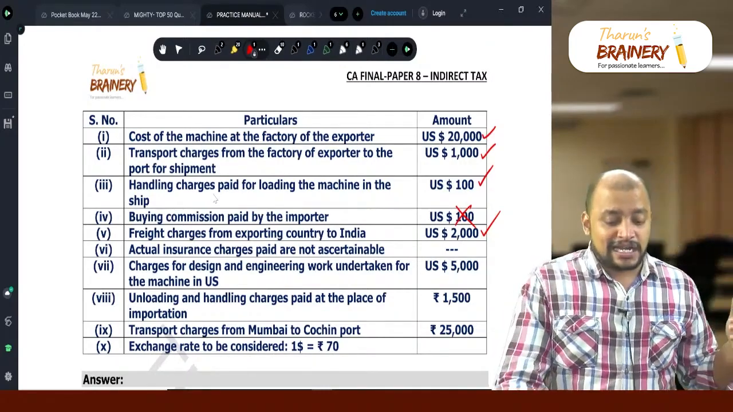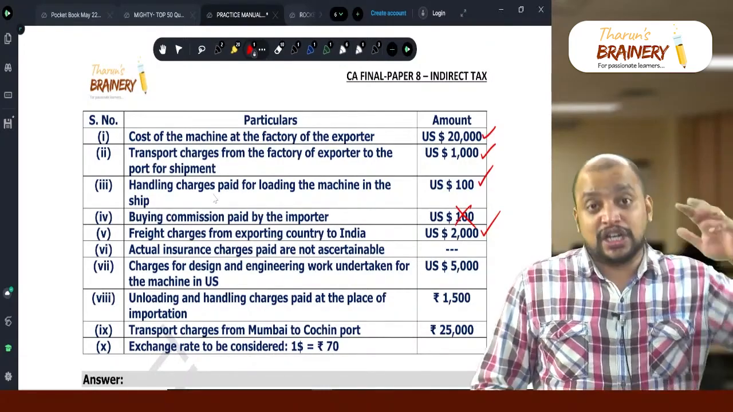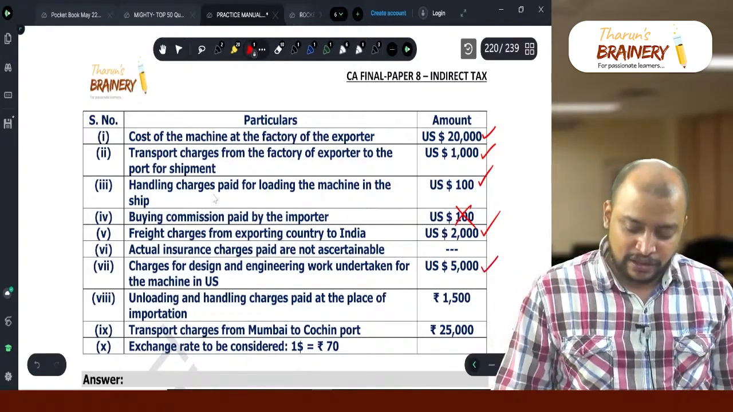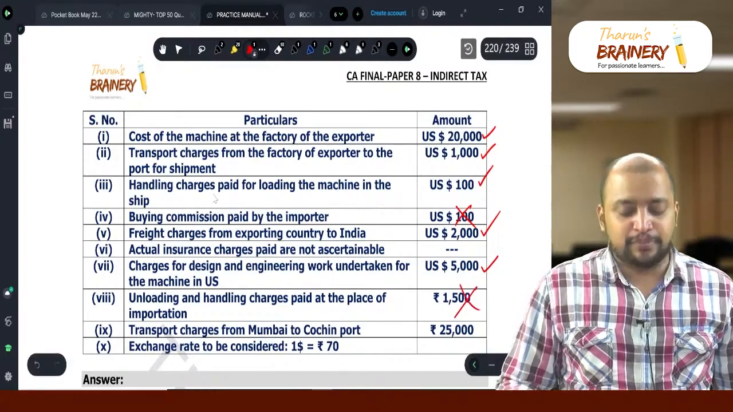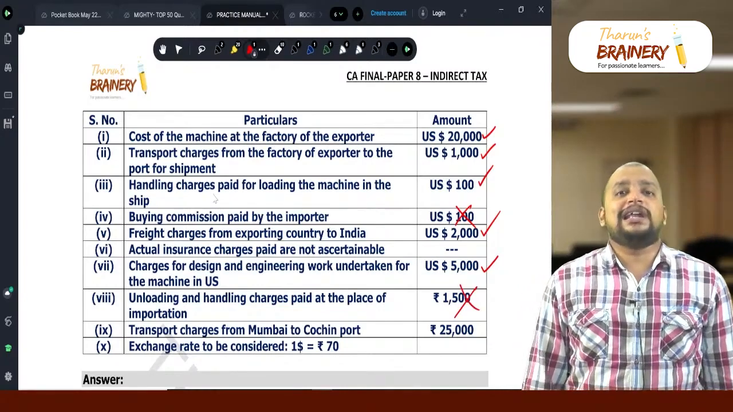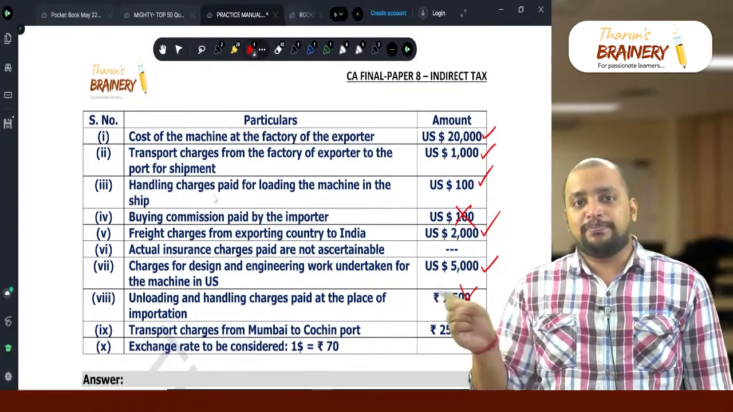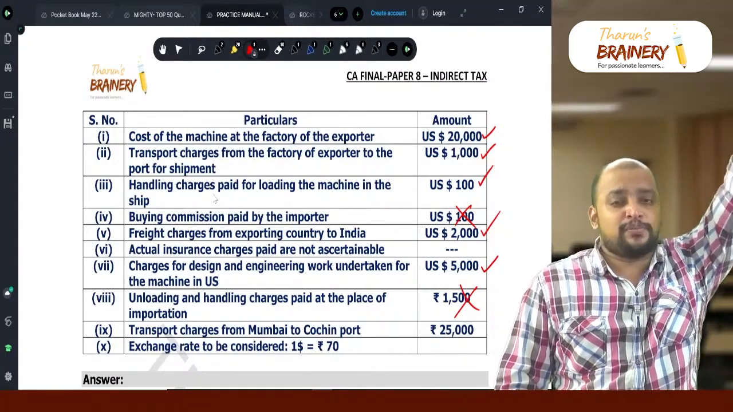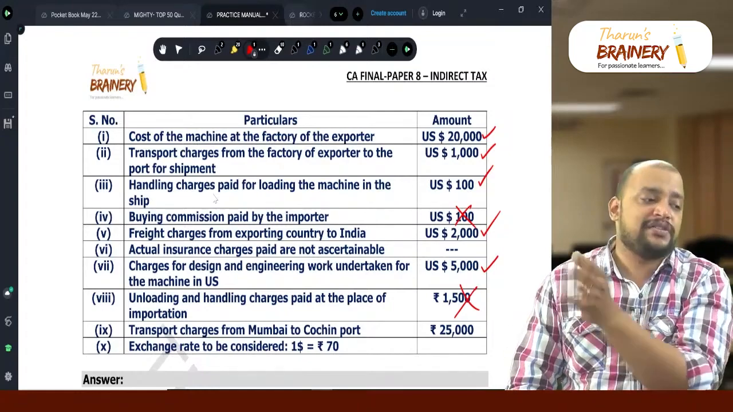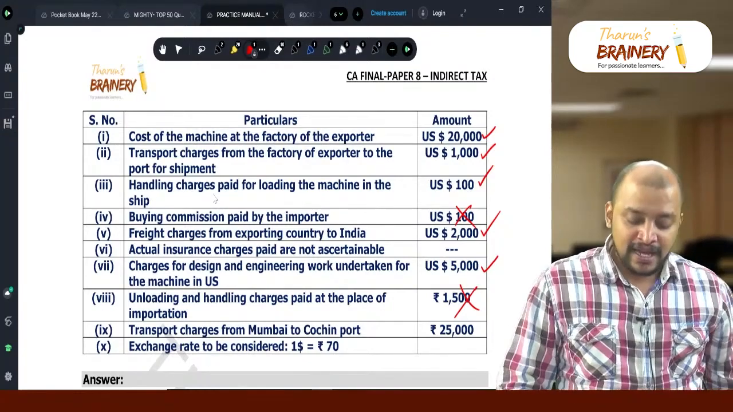Charges for design and engineering work undertaken for the machine in US, not in India, will be included. Unloading and handling charges paid at the time of importation in India will not be included. Only those during transit and at the loading airport or port will be included, but whatever is incurred in India will not be included.